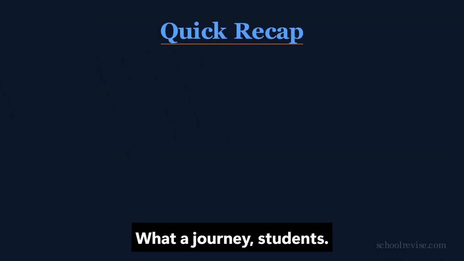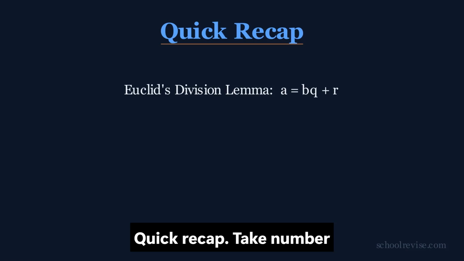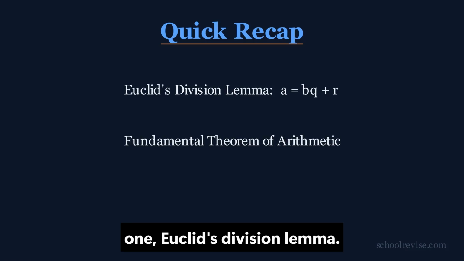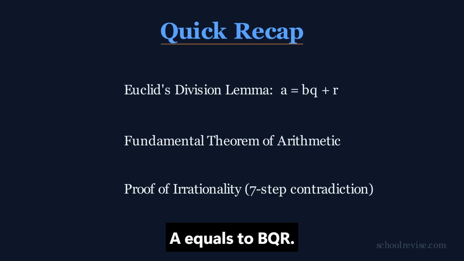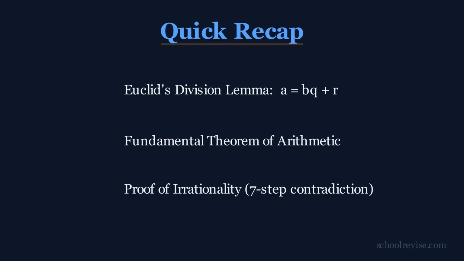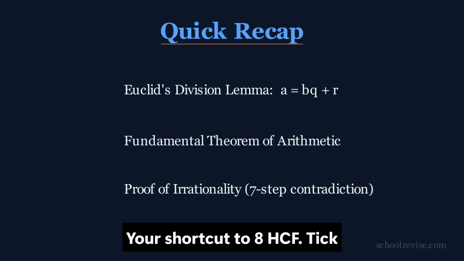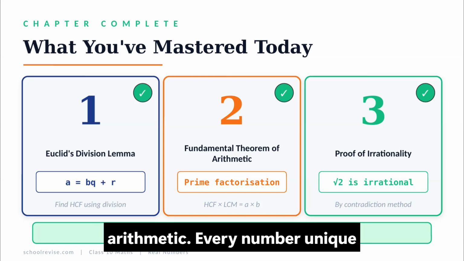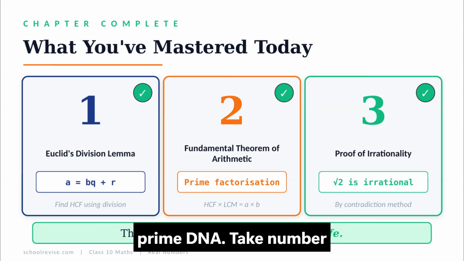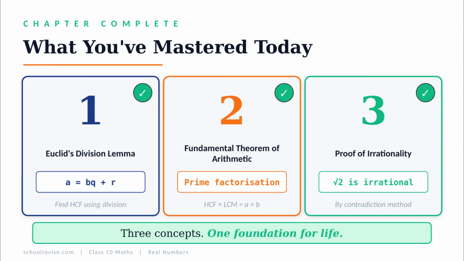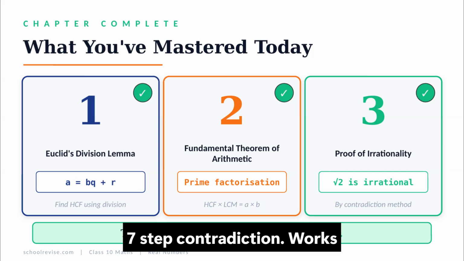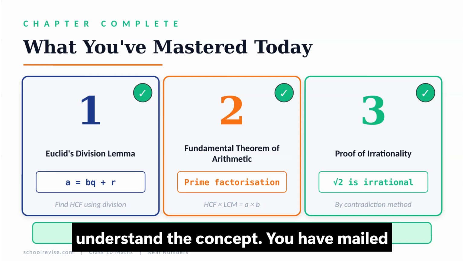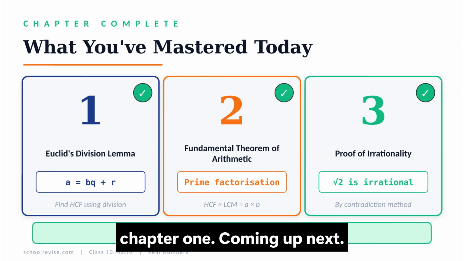What a journey, students. Quick recap. Tick number 1. Euclid's division lemma. a equals b q plus r. Your shortcut to HCF. Tick number 2. Fundamental Theorem of Arithmetic. Every number, unique prime DNA. Tick number 3. Proof of irrationality. 7-step contradiction. Works for any prime root. 3 things. That's it. Practice and try to understand the concept. You have nailed Chapter 1.